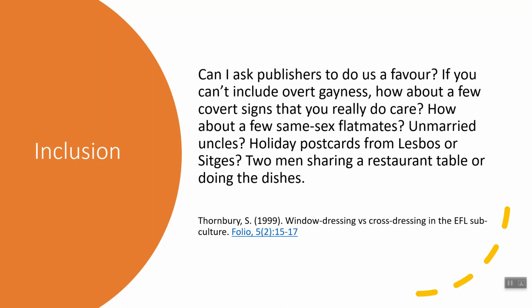But he wrote, "Can I ask publishers to do us a favour? If you can't include overt gayness, how about a few covert signs that you really do care? How about a few same-sex flatmates, unmarried uncles, holiday postcards from Lesbos or Sitges, two men sharing a restaurant table or doing the dishes?"